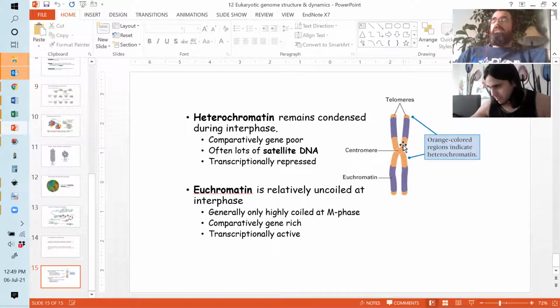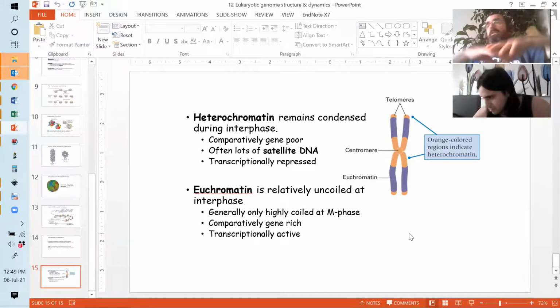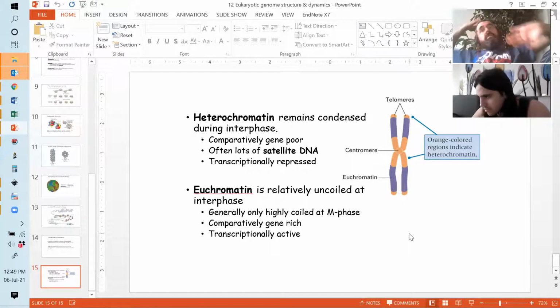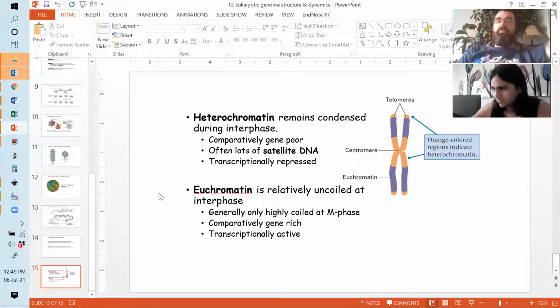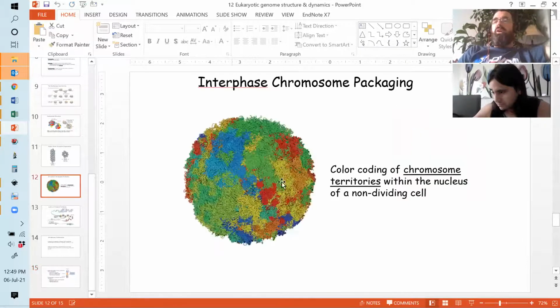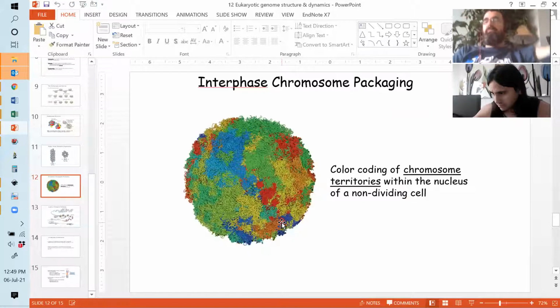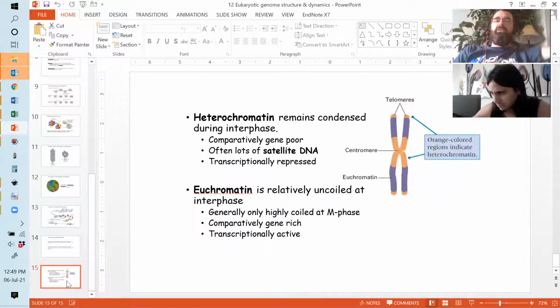So the arms will only be compacted down during M phase, which is essentially when it looks like this. Normally, it'll just be this huge long string, clumped up in a particular region of the nucleus, right? It wouldn't look like that classic egg shape.